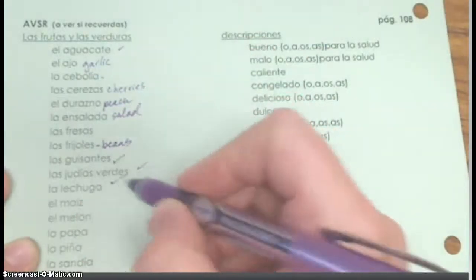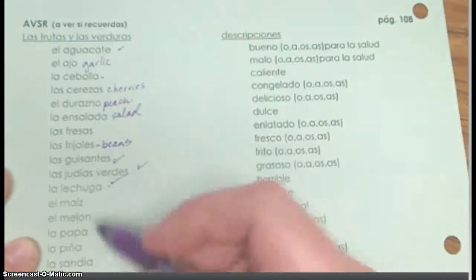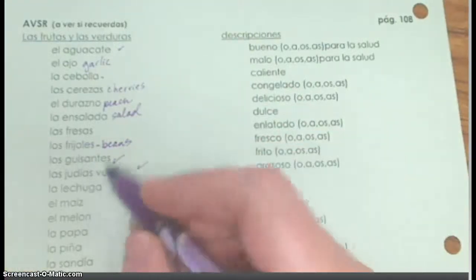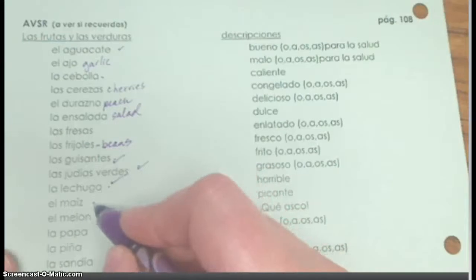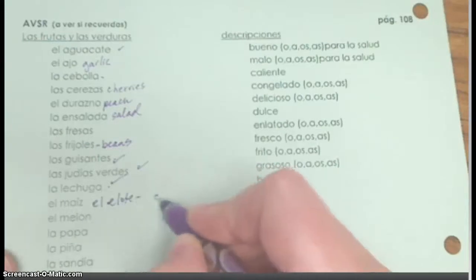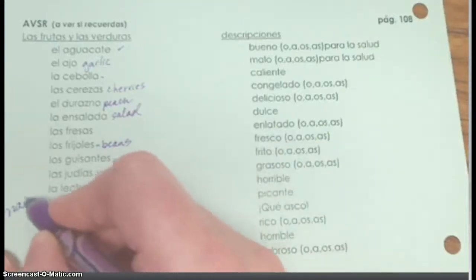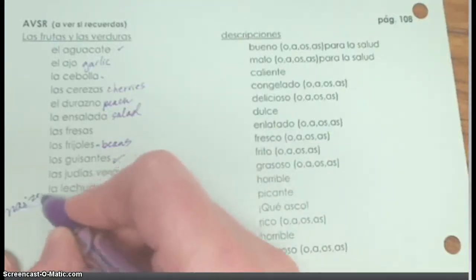Guisantes, judías verdes, lechuga, you should know all those. That's peas, green beans, lettuce. El maíz is corn, although native speakers will call it el elote. Maíz is literally maize. I don't even know how to spell it.